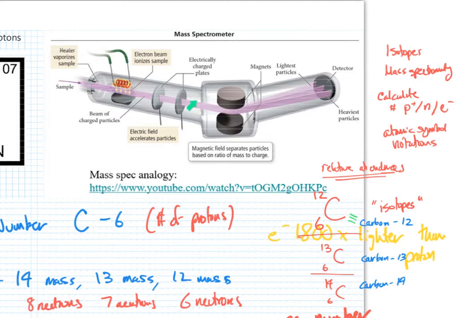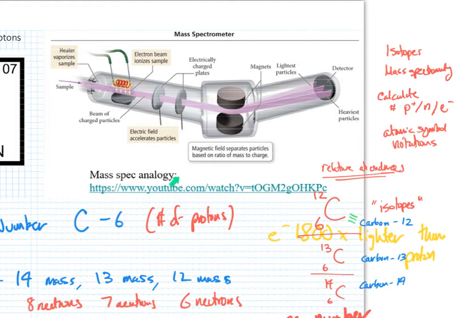Then we send them through an electric field. And if you remember, if you put a charged particle through an electric field, it will turn or move in response to that electric field. So some magnets are placed further downstream, and then what happens is the lightest particles get deflected the most. The heavier and heavier the particles are, the less they get deflected by that magnet.